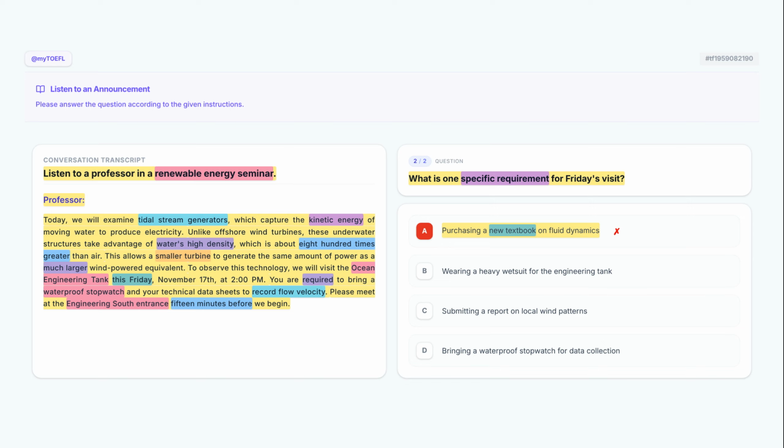Let's see if option B fits. Wearing a heavy wetsuit for the engineering tank. Although the tank is for ocean engineering, the professor never told students to wear a heavy wetsuit. This is a logic trap.